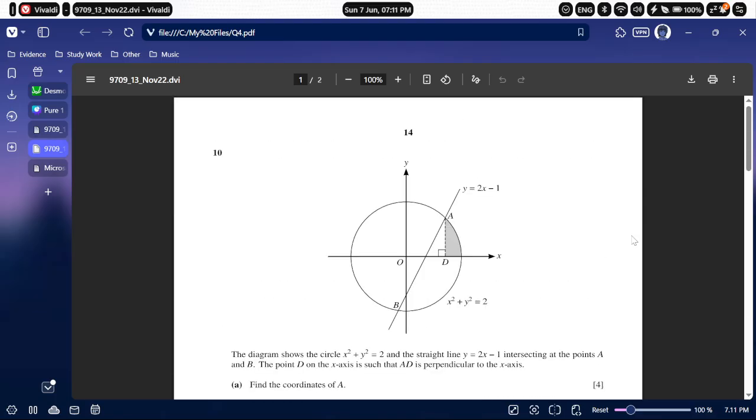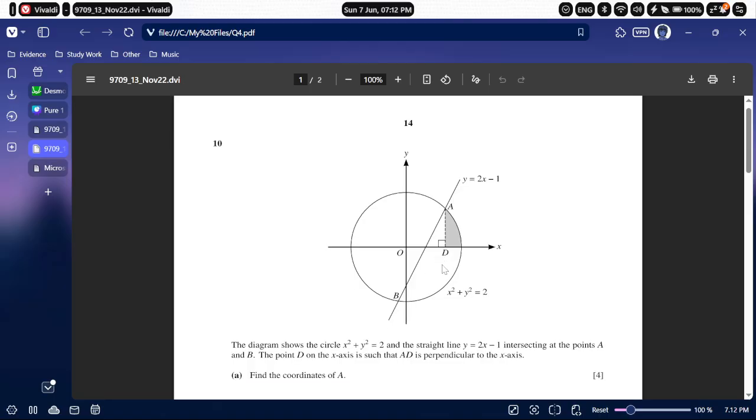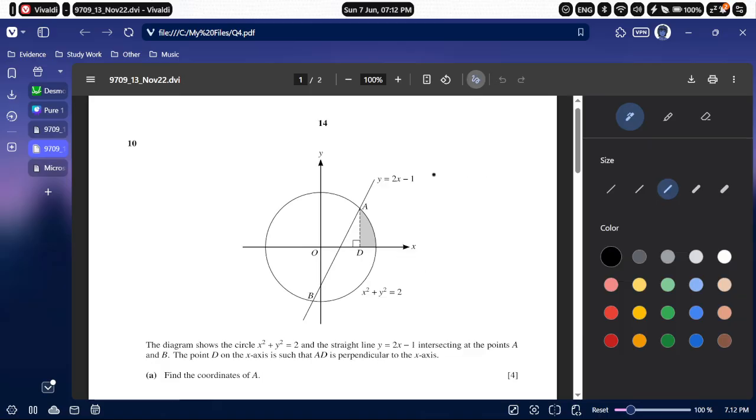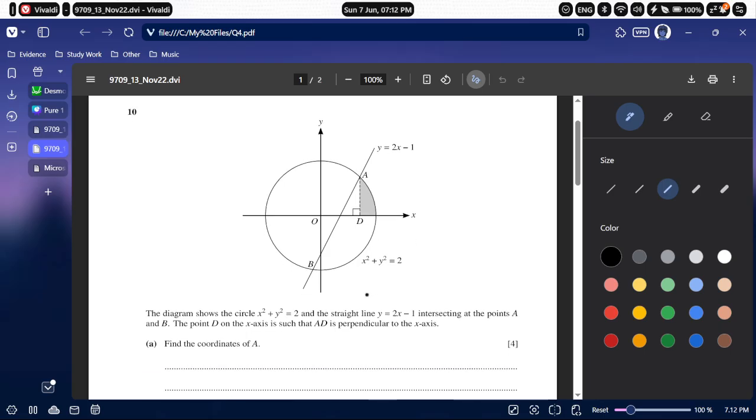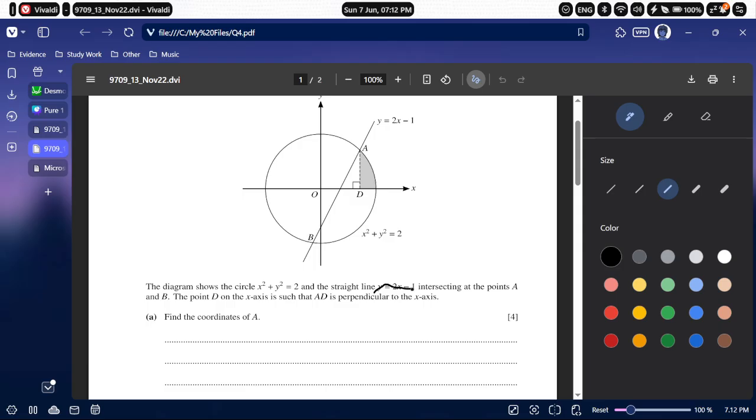Okay, so over here you're given a circle. The center is 0, comma 0, and a straight line 2x minus 1 is passing through it, intersecting at A and B. And then they're asking you to find the coordinates of A. So that's that. This part is pretty simple. You just input this 2x minus 1 over here.